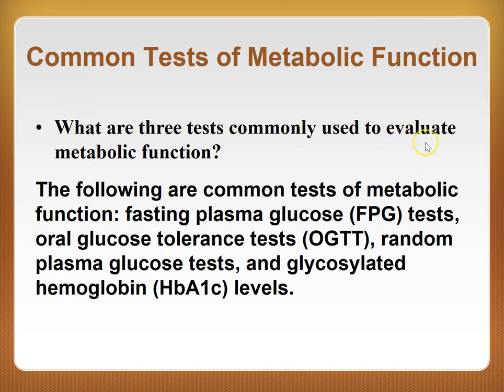What are three tests commonly used to evaluate metabolic function? The following are common tests of metabolic function: fasting plasma glucose (FPG) tests, oral glucose tolerance tests (OGTT), random plasma glucose tests, and glycosylated hemoglobin (HbA1c) levels.